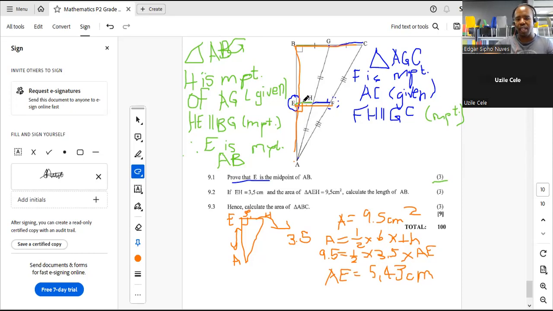Why? Because EF, this line here, is along the midpoint. Remember we said E is at the midpoint, right at the middle of AB. So AE is half the length of AB because E is a midpoint. So you're 100% correct. To work out AB, we take the size of AE and multiply it by 2. Then we are done. So 5.43 times 2. What is the answer that we get? It's 10.86.